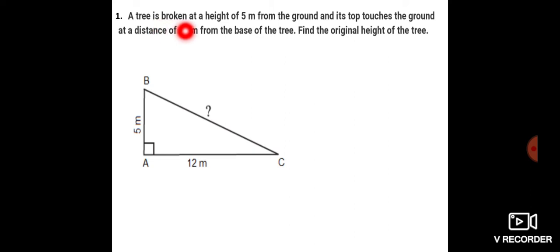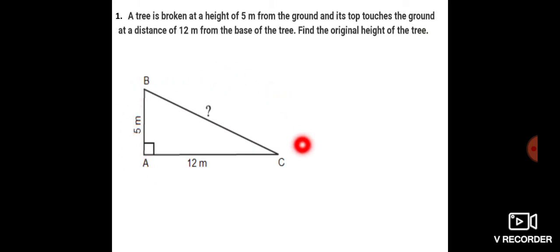A tree is broken at a height of 5 meter from the ground and its top touches the ground at a distance of 12 meter from the base of the tree. Find the original height of the tree. We need the original height of the tree.